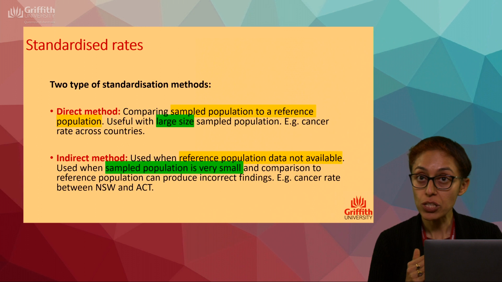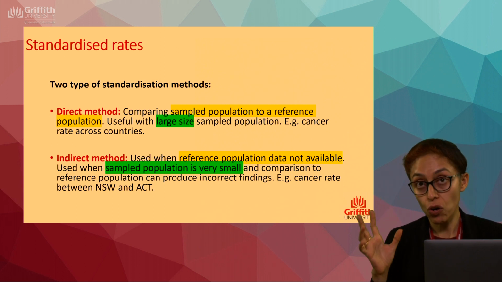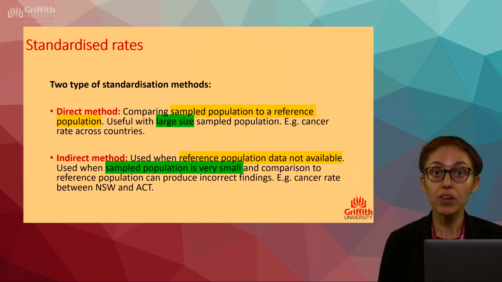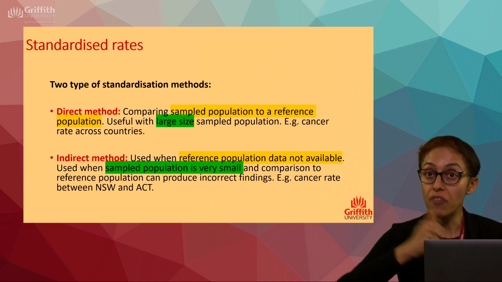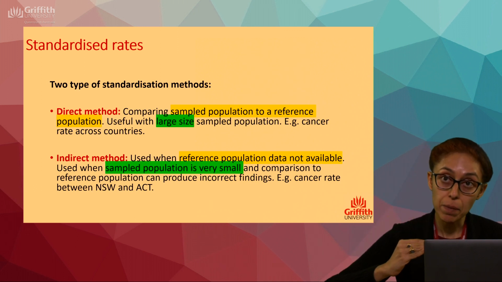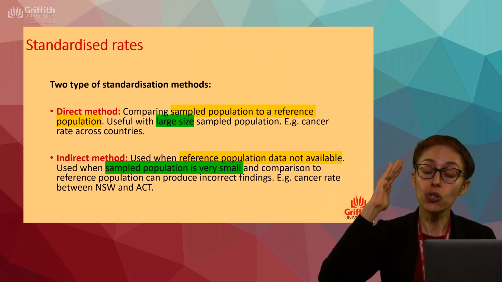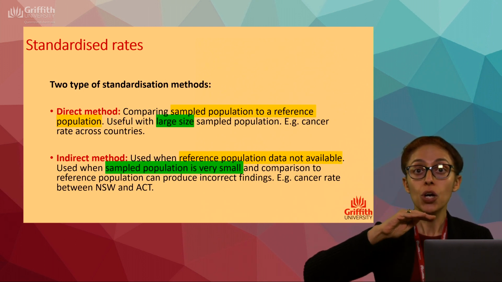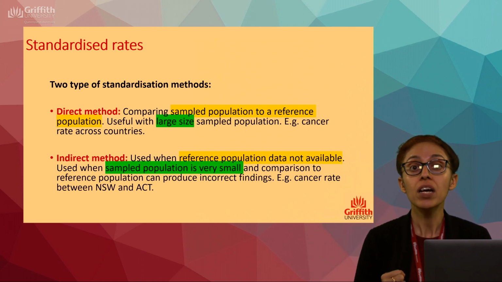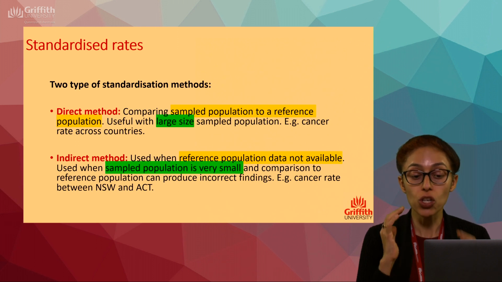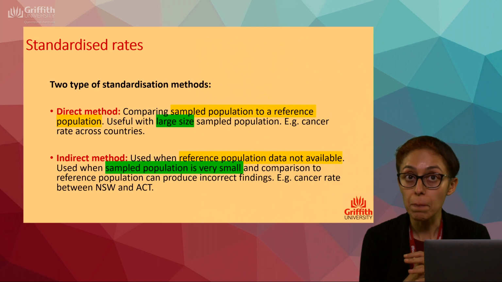When is the indirect method of standardization used? Basically, indirect is used when direct cannot be used. What would be the difference? When you do not have a reference population available. A very big difference between the direct and indirect methods is that in the indirect method, you do not have a reference population available to compare your sample population of interest with. Then it is used when your population of interest has a smaller sample size.